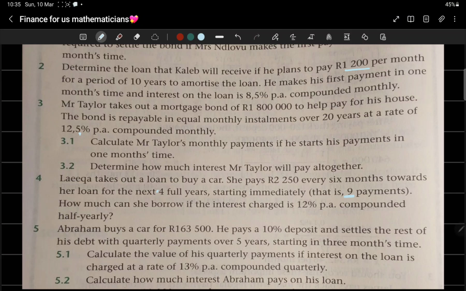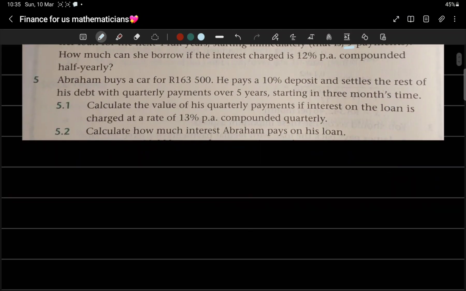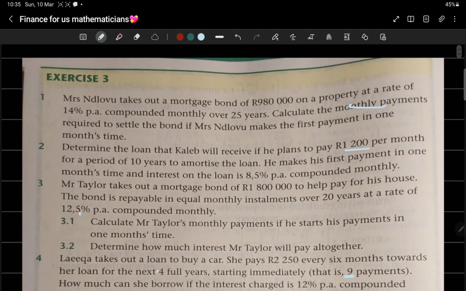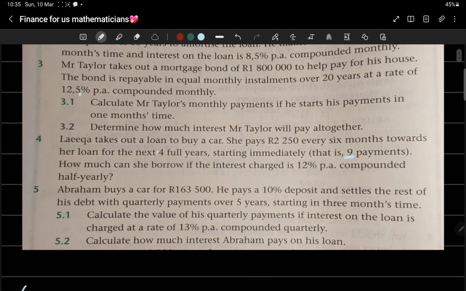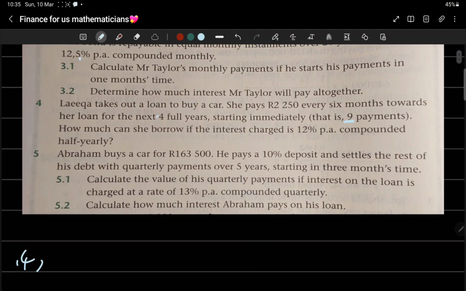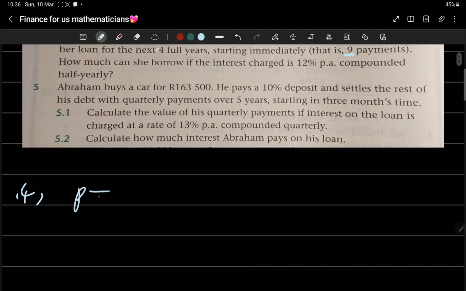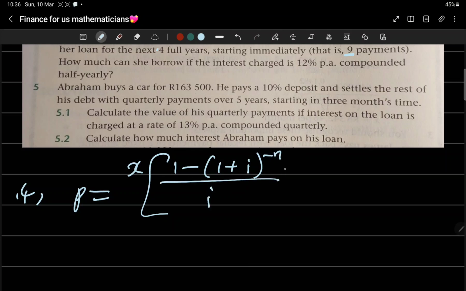I'll explain that. How much can she borrow if the interest charged is 12% per annum compounded? Remember from when we were doing number 1, number 2, number 3, I said if you see the word loan, or the question has something to do with a loan, the transaction, whatever you can call it, just know you're using this formula: P equals X, where X is the monthly payment, times 1 minus (1 plus i) to the negative n, over i, the interest.